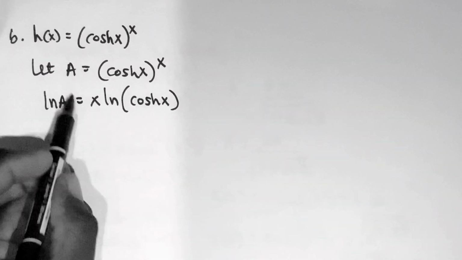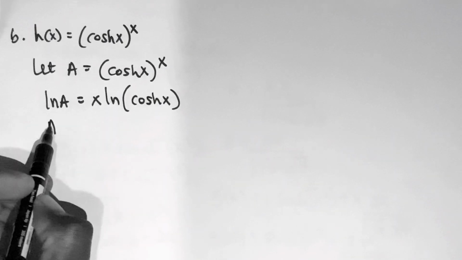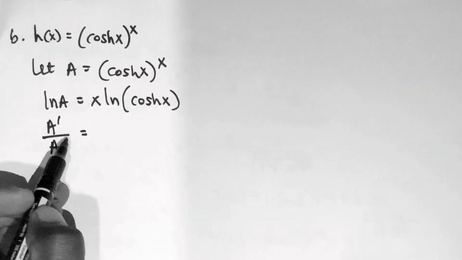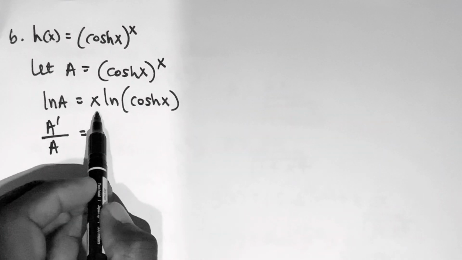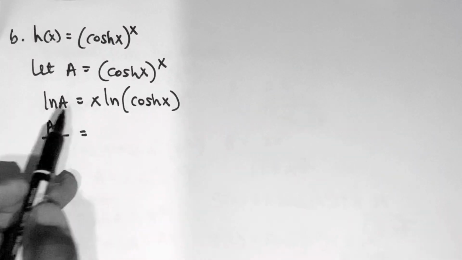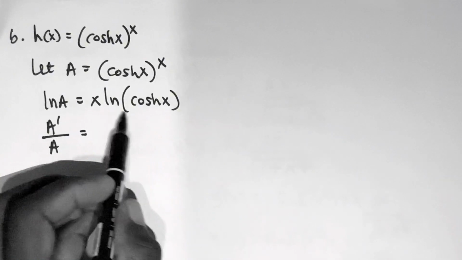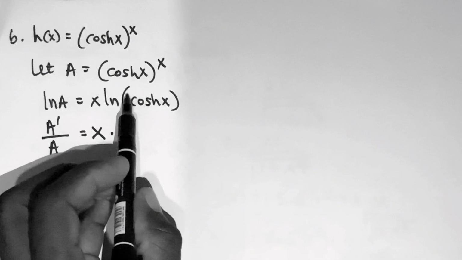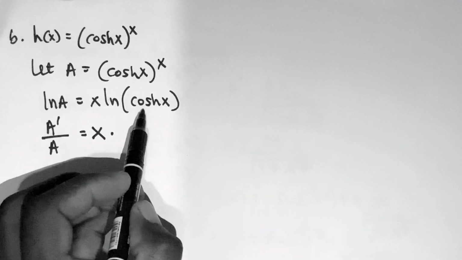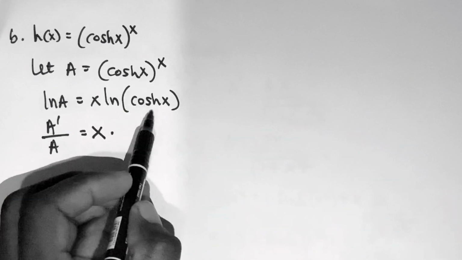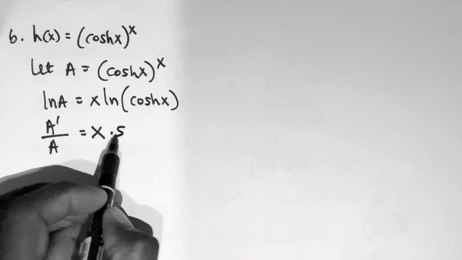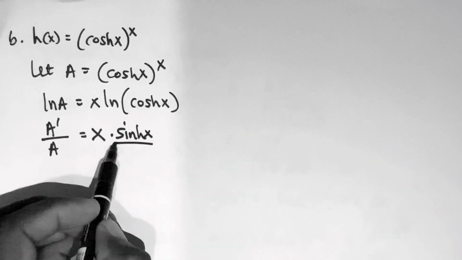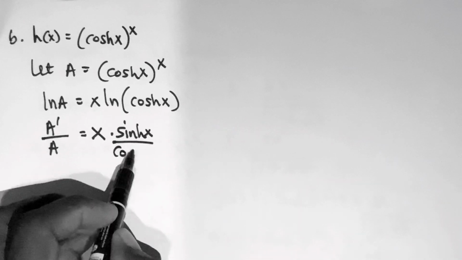So now if you differentiate ln a, it's going to be a prime divided by a, and this is equal to, we can use product rule here. So you keep x constant and then you differentiate ln cos x. So x, now if you want to differentiate ln cos x, you first differentiate what is inside the bracket. If you differentiate cos x, you get sin x divided by cos x.